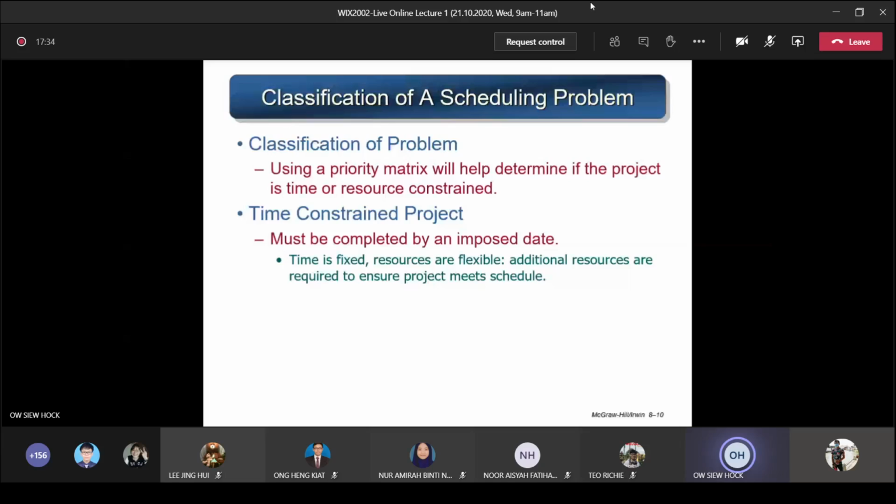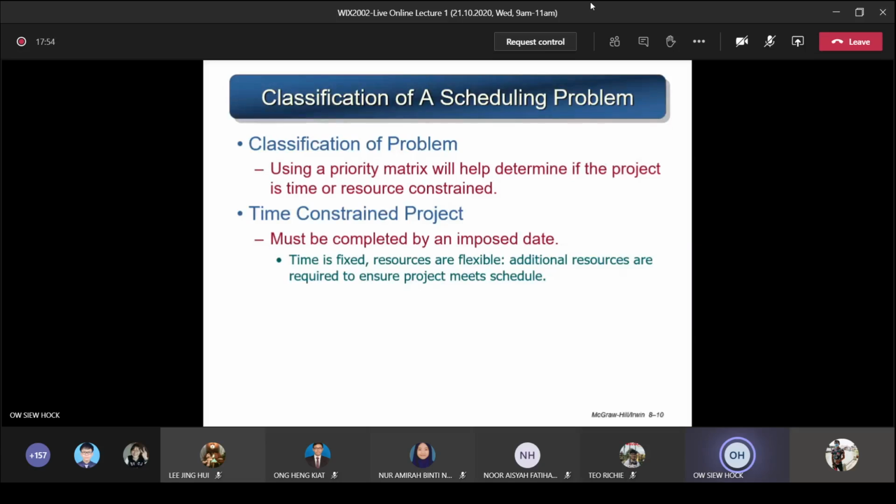If your project says you must deliver the project by 15 January 2021, that is a time constraint. So you must make sure that you complete the project and deliver your outcome by that date. So this is known as a time constraint project. If in your priority matrix your time is constrained, that is called a time constraint project.